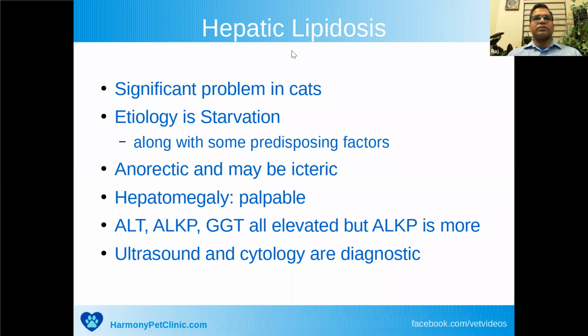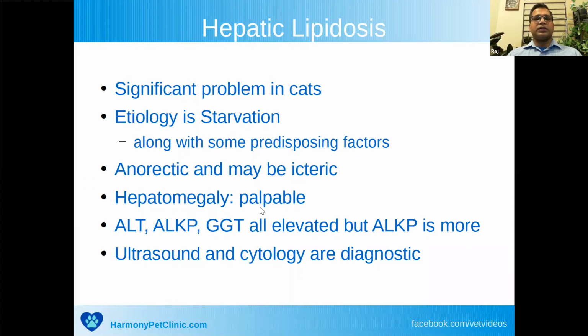A few more conditions of the liver. Hepatic lipidosis is a very significant problem in cats. The main etiology is starvation, when cats stop eating, along with some predisposing factors. One of the big predisposing factors is when they are overweight. If an overweight cat stops eating, they may develop hepatic lipidosis, where lipid droplets accumulate in the hepatocytes and they are not functional anymore. So cats are anorectic, because starvation is the cause, and they may be icteric, mostly because of accumulation of fat.